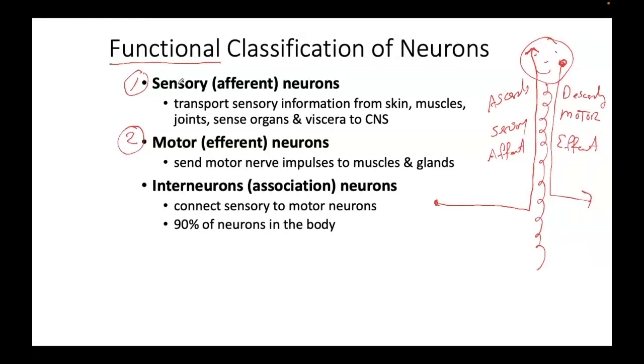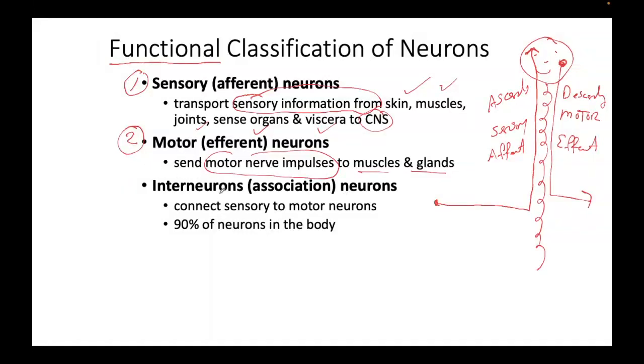So sensory neurons are afferent neurons, and they're going to transport sensory information from all parts of the body, your skin, your muscles, your joints, your sense organs, all of your viscera, like your heart, your lungs, all of your organs, to the CNS, to the brain and spinal cord. Whereas motor neurons, or efferent neurons, are going to send motor nerve impulses to muscles and glands. So it's going to go from here and go down.